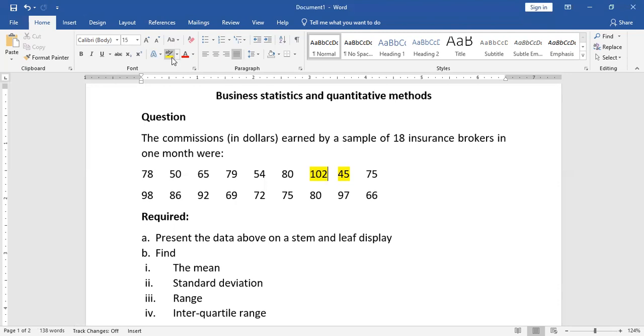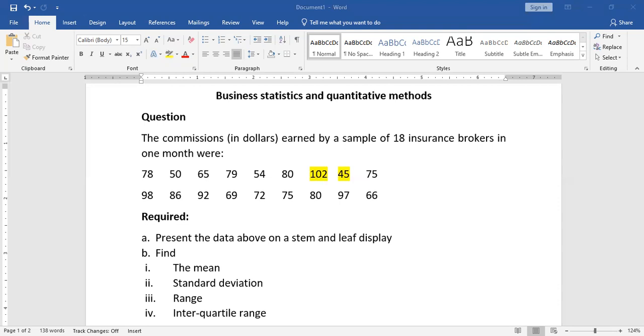Okay, so now with this, I know my data will range from 40s to 100s. All right, so 40s will be represented by 4, 50s will be represented by 5, 60s will be represented by 6, and 70s by 7, 80s by 8, 90s by 9, and 100s by 10. All right, let me indicate properly how this will look.